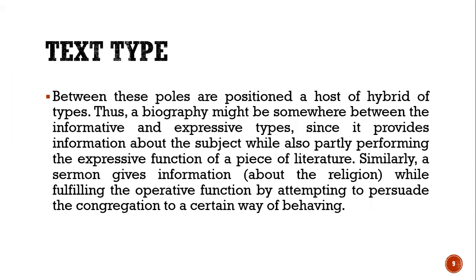Right. Now, between these poles, that means these three different kinds of text, informative, expressive, and operative, are positioned a host of hybrid types. Thus, a biography might be somewhere between the informative and expressive types. So you see the biography. There are a host of hybrid types, different kinds of text like biography.